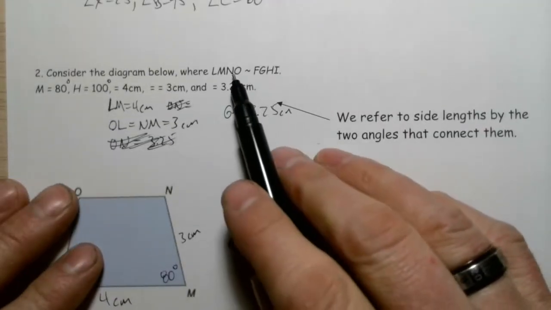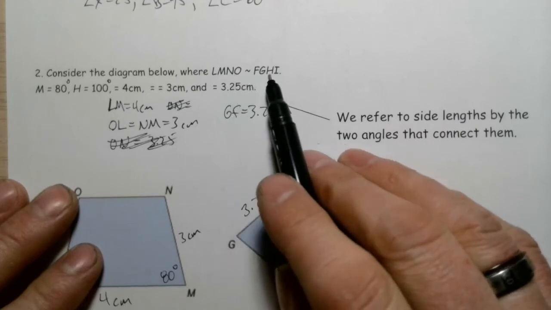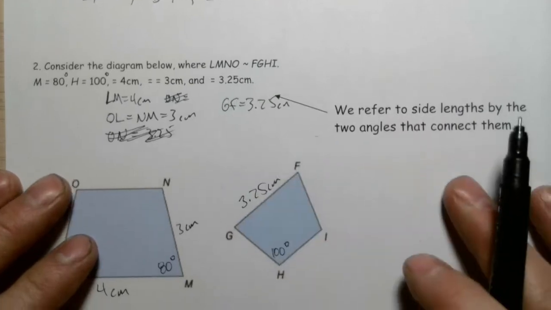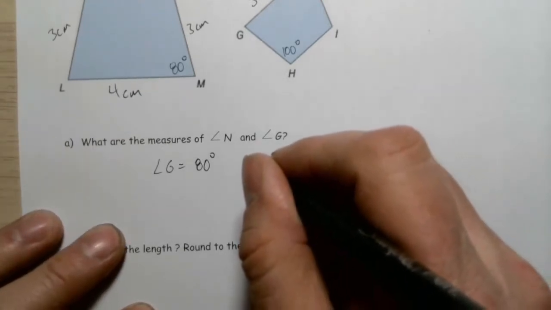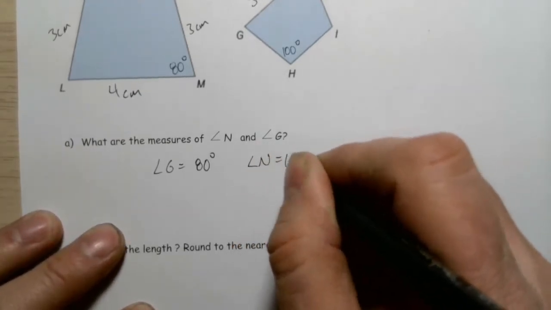And by that same logic, N and H are in the same relative position here in the names, so I know that those must have the same measure here. And because I know that H is 100, I know that N is going to equal 100 degrees.